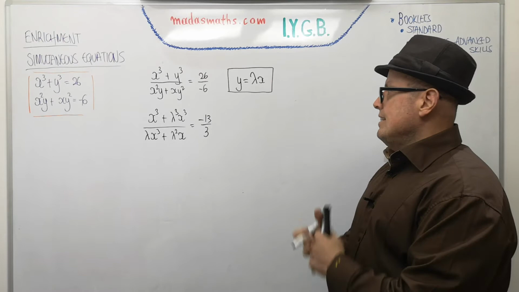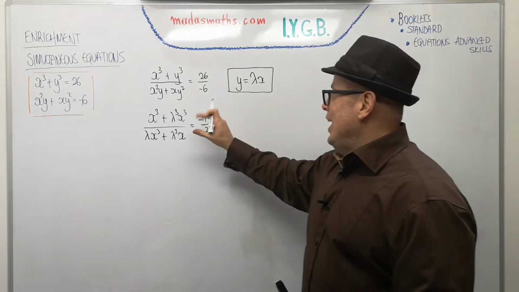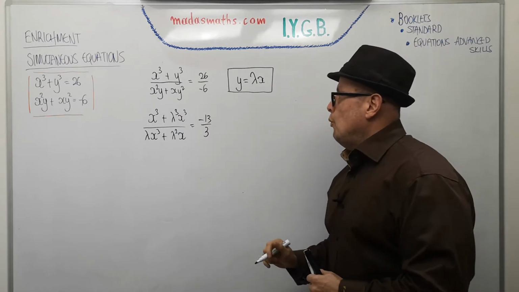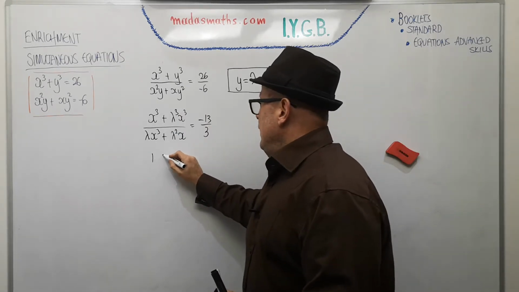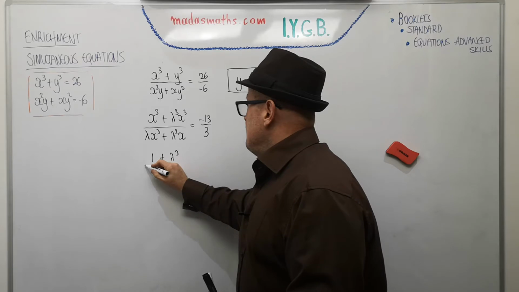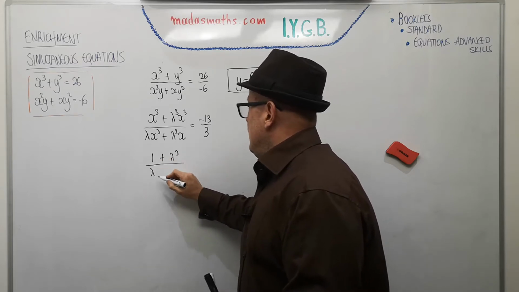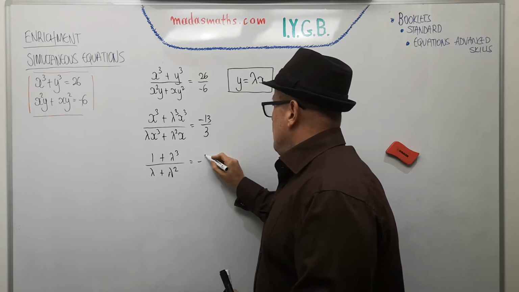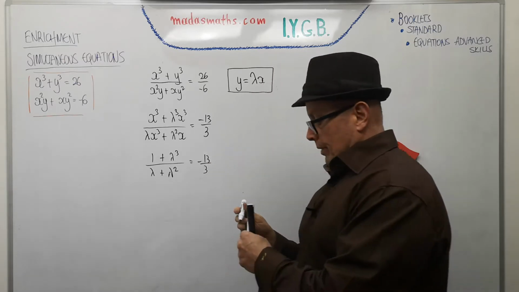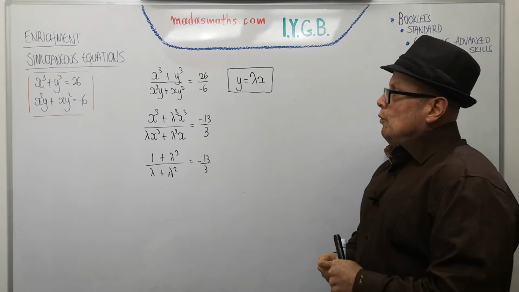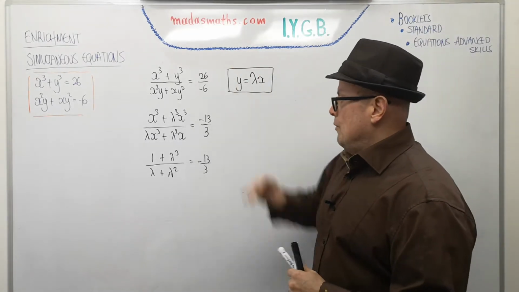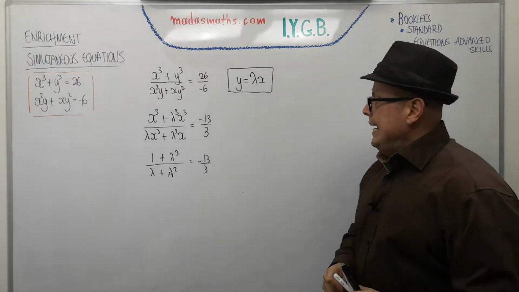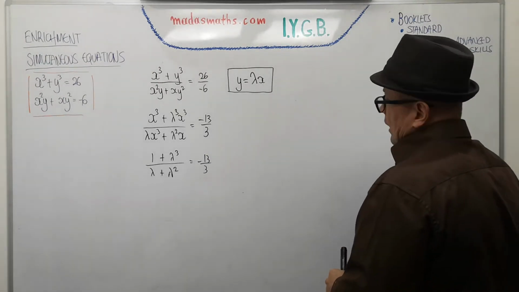And the idea is exactly the same in differential equations. If you look at what happens in here, all the x's cancel all the way through. So we're going to get 1 plus lambda cubed over lambda plus lambda squared is equal to minus 13 over 3. So my equation has lost its two variables, and now it's a single equation in one variable.